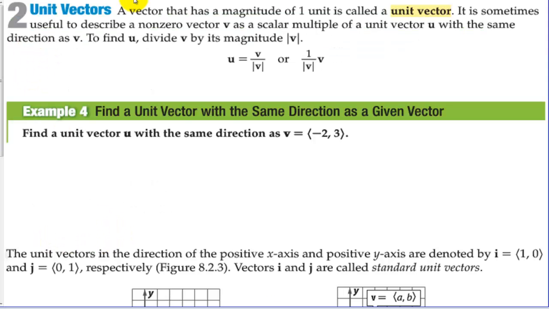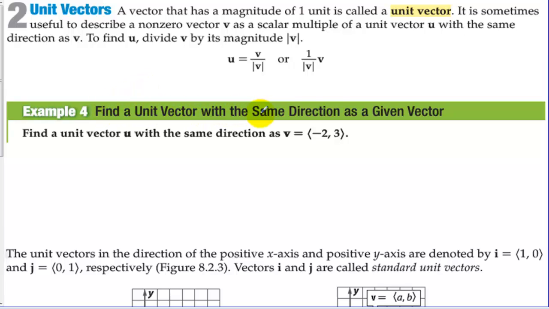A vector that has a magnitude of 1 unit is called a unit vector. It is sometimes useful to describe a non-zero vector v as a scalar multiple of a unit vector u with the same direction as v. To find u, divide v by its magnitude. Divide v by its magnitude.